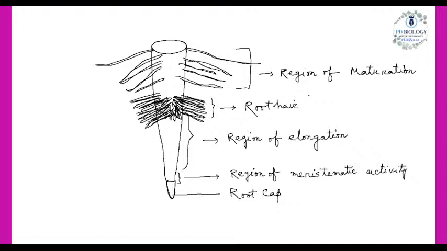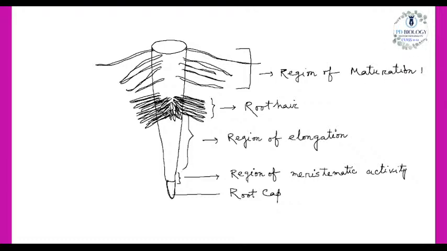So root cap, the covering of the apex of the root, it protects the tender apex of the root. Region of meristematic activity and region of elongation, next to that region of maturation and the root hair zones are the prime part of an ideal root. These are the different regions of a root.